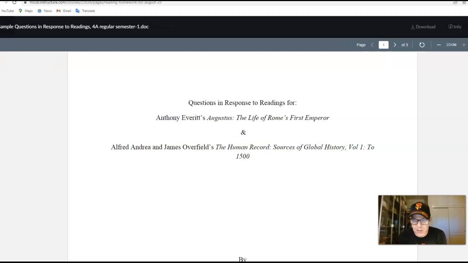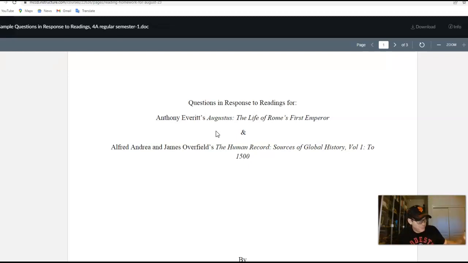Okay, so here's how you do it. You want to create a Word document, and the cover page on it will look like what you see in front of you. So you'll put questions, response to readings for, and then you'll put in the two books, Anthony Everett's Augustus, and your second book, Andrea Overfield's The Human Record, Sources in Global History, Volume 1 to 1500, which you guys have right here.